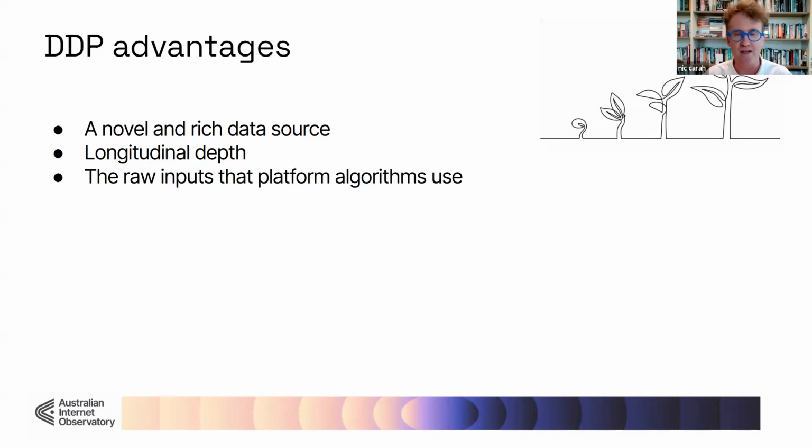The data you provide, or the data that platforms provide about you, can give us a sense of the raw inputs that platform algorithms use. For example, on a platform like Instagram, your DDP might contain every image you've ever posted to your profile, which provides a very rich biography of your life for as long as you've been posting on that platform. But it will also contain a list of all of the words that the platform's ad model has created about you to describe your interests and preferences.